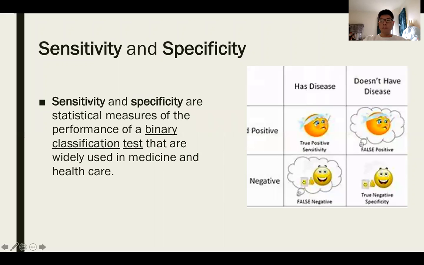Based on the definition, sensitivity and specificity are statistical measures of the performance of a binary classification test that are widely used in medicine and healthcare. You may know a little bit about this, but we're going to talk a little more for today's topic.